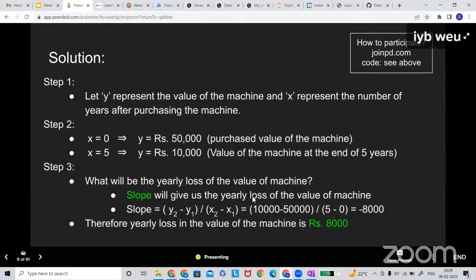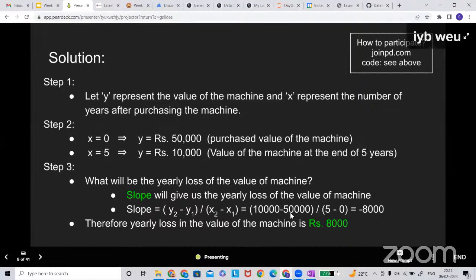So how do you get the slope directly? You can find the equation of the line and from there get the slope. Otherwise, you can use the slope formula, which we already discussed: y2 minus y1 upon x2 minus x1. You can think of these as the points: this is y2 and this is y1, this is x2 and this is x1.